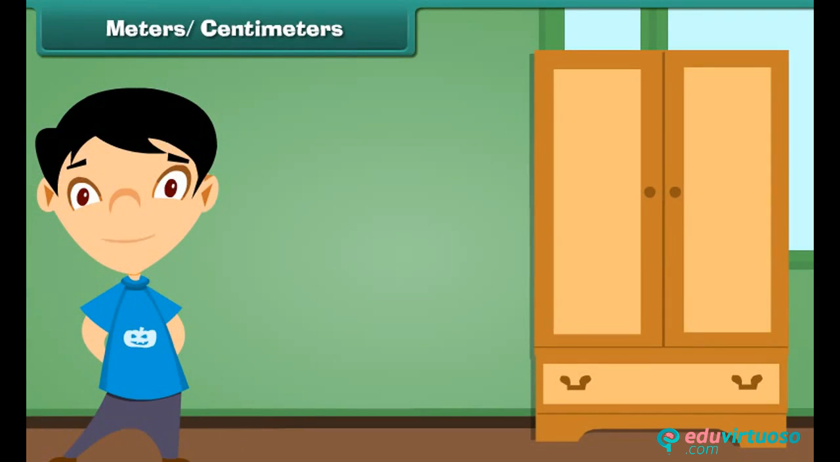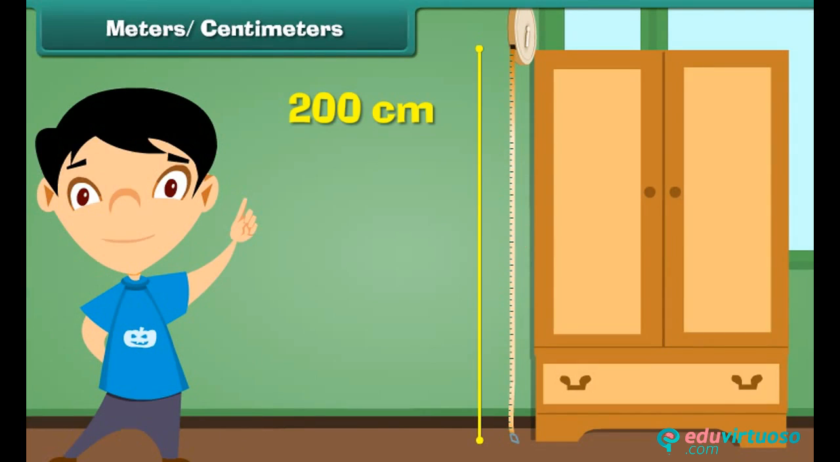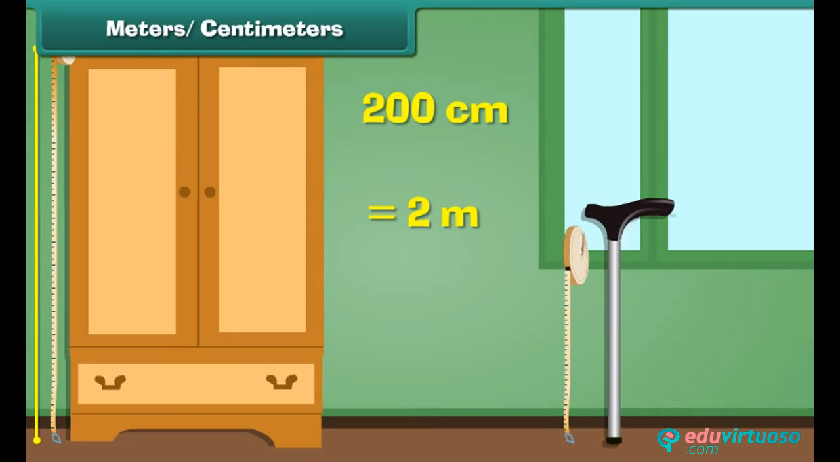We can measure the height of the almirah by using measuring tape. The height of the almirah is 200 centimeters. Therefore, we can say that the height of the almirah is 2 meters. Similarly, the length of the walking stick is 100 centimeters, or we can say 1 meter.